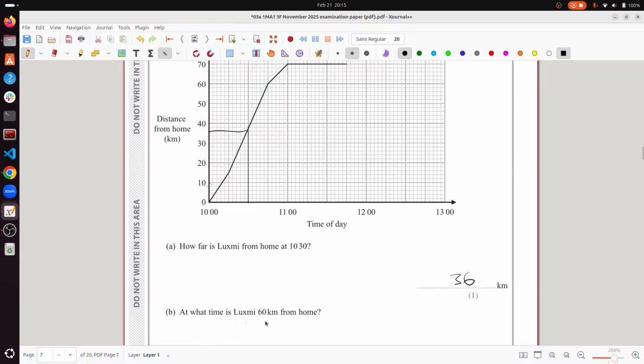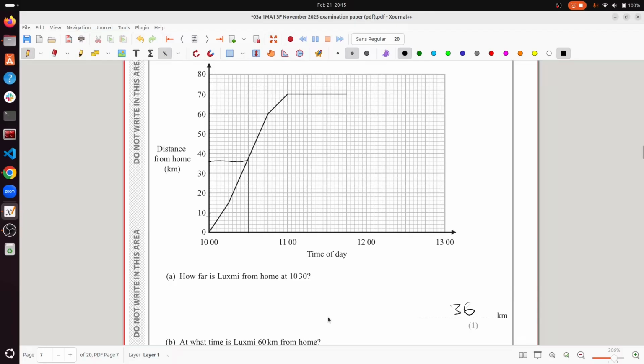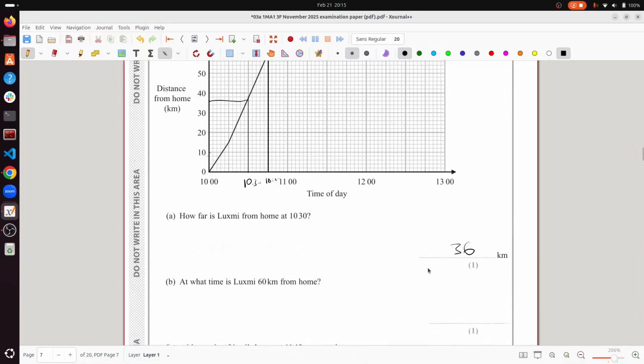So at what time is Lakshmi 60 kilometers from home? 60 kilometers from home, we trace it down. We know that here is 10:30 because it's halfway. Half of that is 10:45. So that time there should be 10:45, and that is still AM.